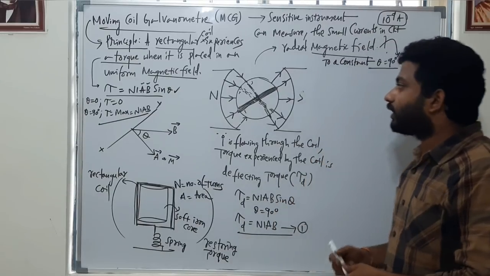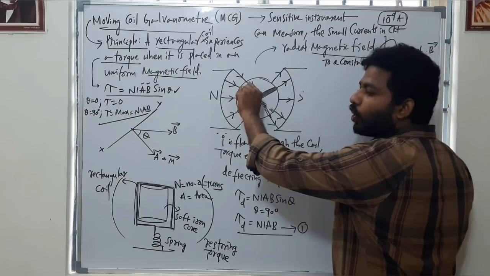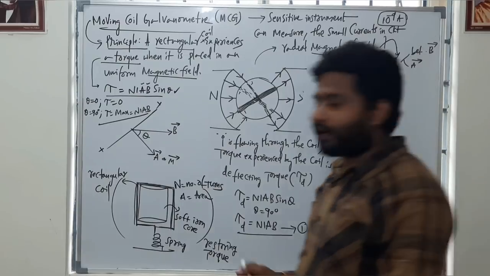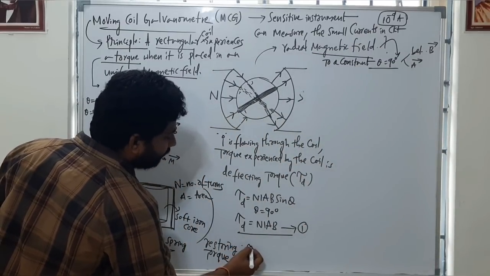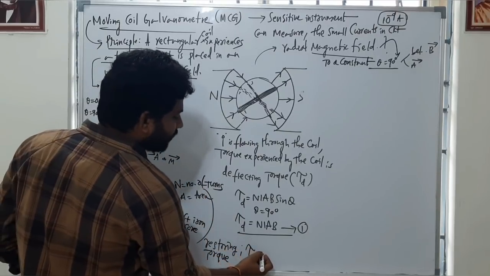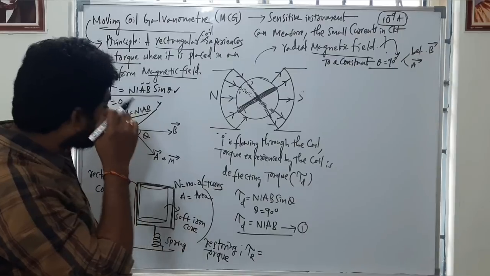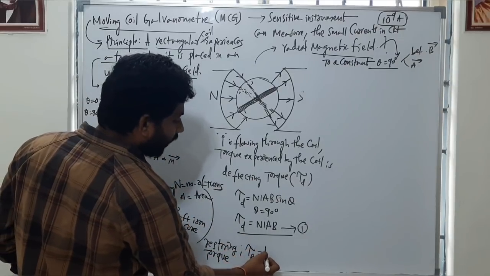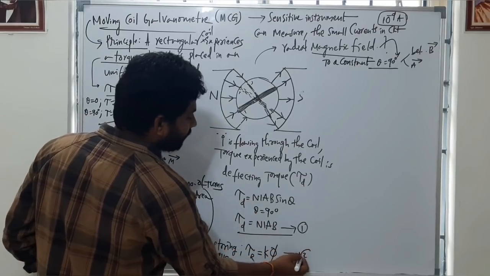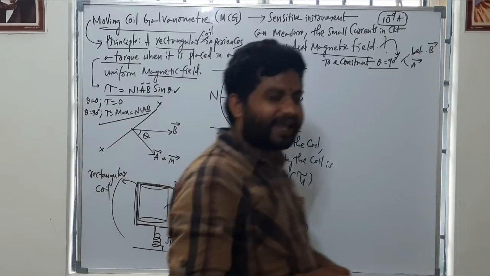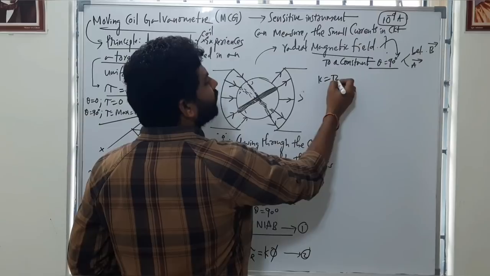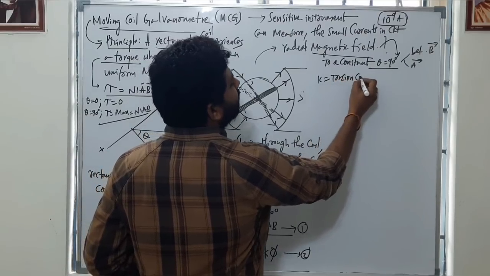So what will bring the coil back to the original equilibrium position is the restoring torque, right? That restoring torque can be represented with the symbol tau suffix r. Remember, the restoring torque is equal to K phi. Right? What is K phi? I'll tell you now. Listen to me. Restoring torque is equal to K phi. So what is that K? K is equal to the torsion constant.